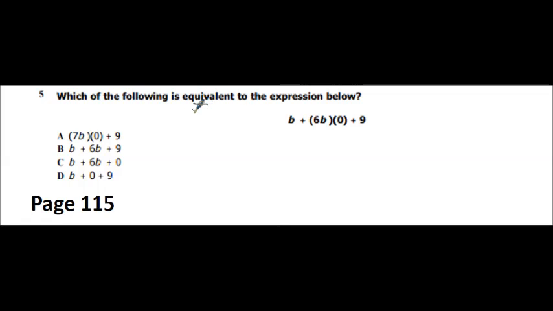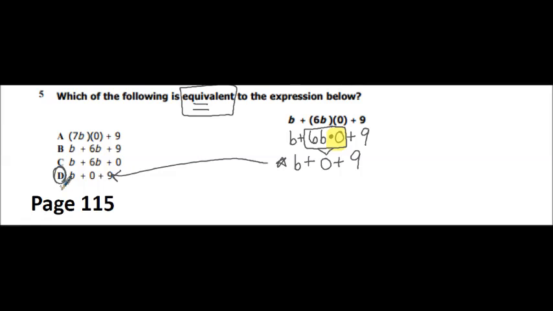Which of the following is equivalent or equal to the expression below? So I want to know what's equal to that. Now I'm going to use some of my properties. Right here, I notice that when I have parentheses next to each other, I'm actually multiplying. So I'm going to rewrite that: 6b times 0 plus 9. When I see that I'm multiplying by 0, I'm going to cancel that out. So 6b times 0 is equal to 0 because the multiplicative property of 0 says that.